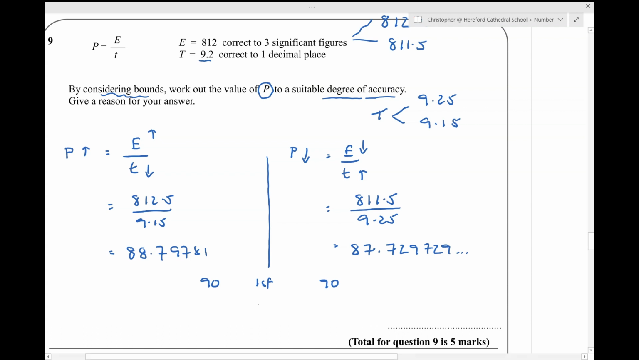Let's try two significant figures. Can I push it further? Well, the left-hand side, the upper bound to two significant figures is 89, and the lower bound to two significant figures is 88. Look, I've got different answers. So I can't go as far as two significant figures. So all I can say about the value of P for sure is that it is 90 to one significant figure. I can't go any further than that.